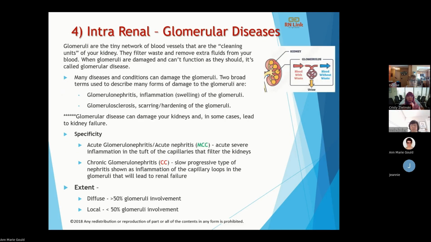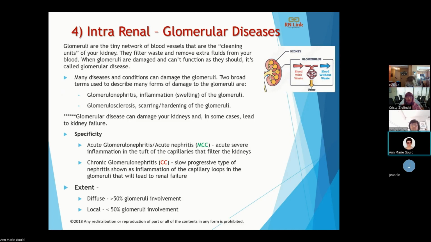Okay. And then your glomerular diseases. So your glomeruli are the tiny network of blood vessels. They're the cleaning units of the kidney, right? So they filter the waste and remove extra fluids from the blood. And then if they are damaged, then guess what? You have a glomerular disease, okay? Many diseases and conditions can damage the glomeruli.